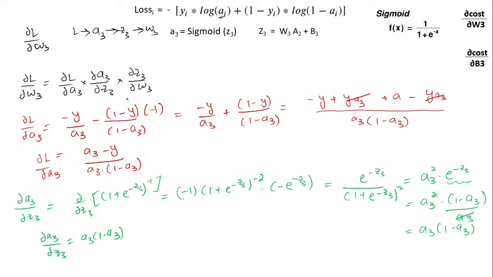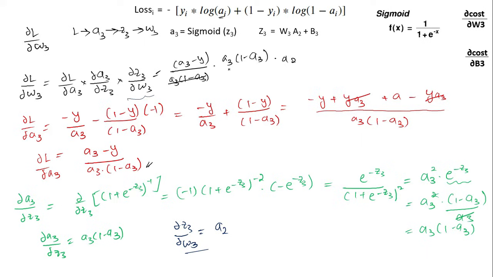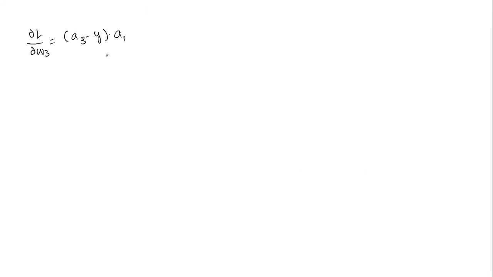Now we are left with this term, so our del z3 by del w3 will be the derivative of this equation with respect to w3, so it will just come out to be a2. Now we have all these three terms, let us just multiply them to get our del L by del w3. So it will be multiplying this term, then this term, and then a2. This and this will be cancelled, so we will have (a3 minus y) multiplied by a2 as our final equation. So this is our equation. So this is for just one observation.